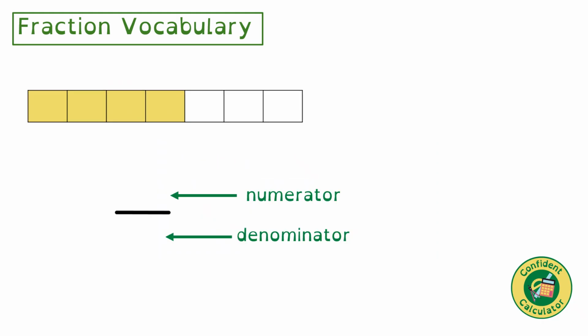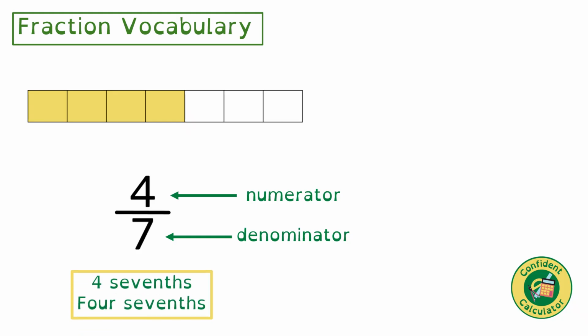Here we have an amount represented on a bar, and we also have a vinculum ready for us to identify the numerator and denominator. There are 7 parts altogether, so 7 is our denominator. 4 of these parts are highlighted, so our numerator is 4. Our fraction is 4/7.